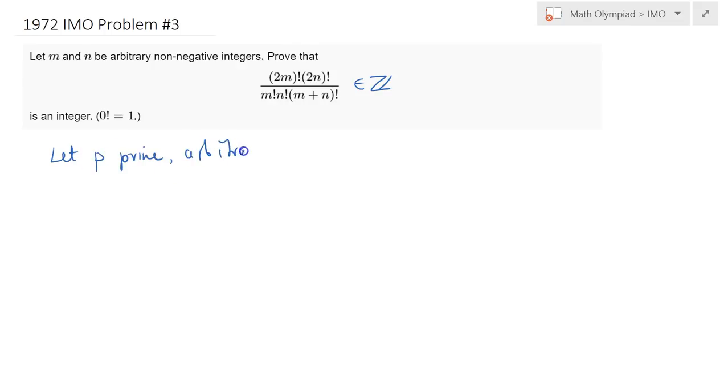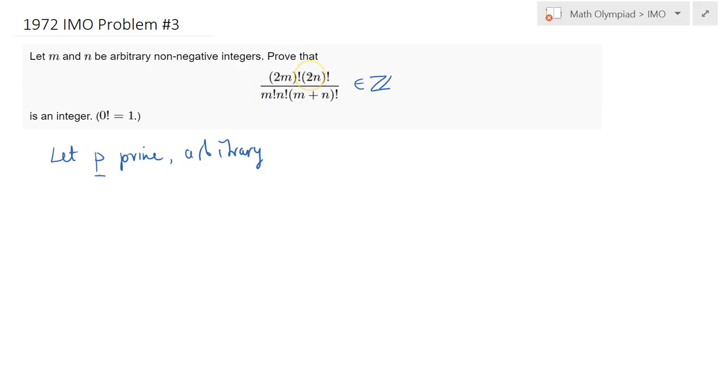arbitrary obviously, and for any arbitrary prime, if I can show that the power of that prime in the prime factorization of the numerator exceeds the power of that same prime in the prime factorization of the denominator, then I would be done. So you have the numerator, the prime factorization of the numerator, check for the power of any arbitrary prime p. That power should exceed the power of that same prime in the prime factorization of the number at the denominator.